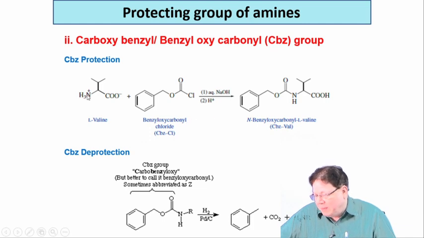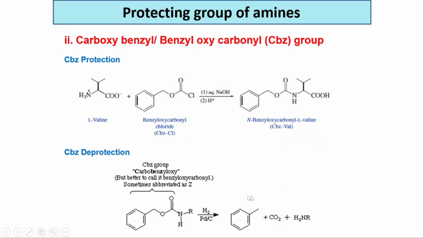How do you protect the amine with the reagent? The reagent is, just remember, benzyl chloroformate or benzyl oxycarbonyl chloride. For the deprotection, I already have said that this is hydrogen and palladium. It goes to toluene. The breakage is at the benzylic position.